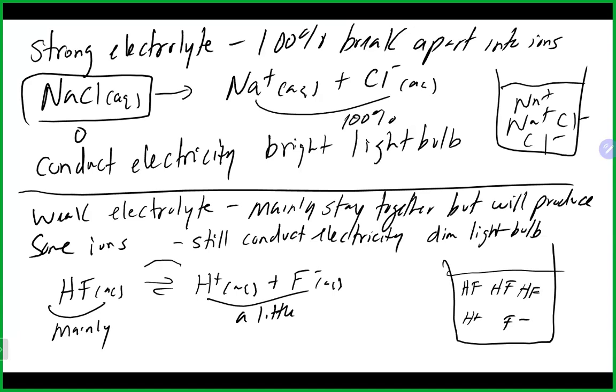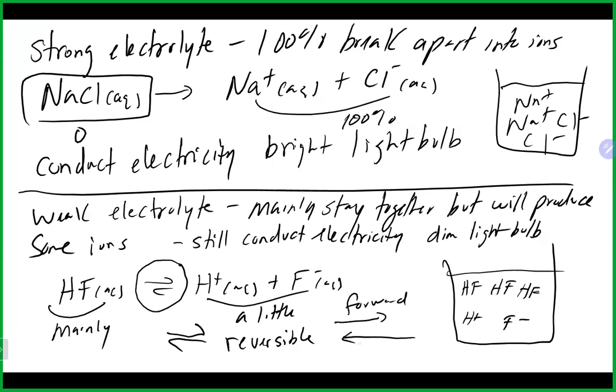You also will typically see arrows that head in both directions when you talk about a weak electrolyte. That means this reaction is reversible. At some point you will start to make products, going from reactants to products, left to right, which is referred to as the forward direction. At some point you'll make enough products that they will recombine and head back the other way, which is referred to as the reverse direction.